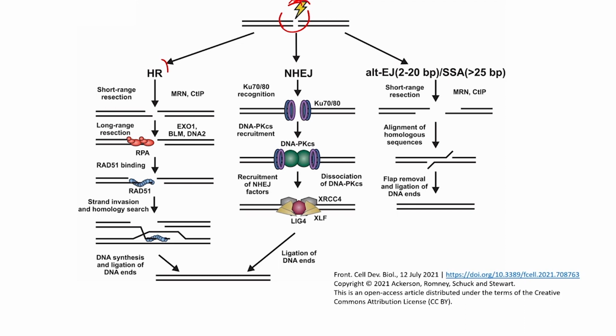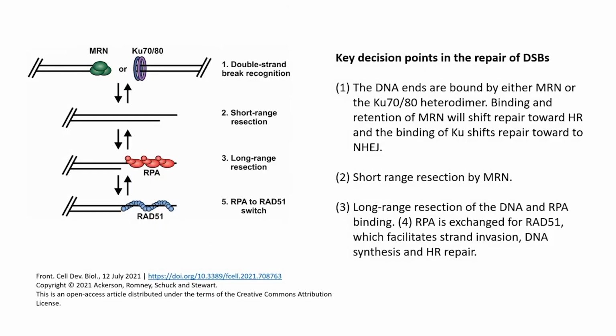How does the cell decide which pathway to follow for the repair of this particular break, whether it will go the HR pathway or the other two pathways? In this case the decision is taken by the involvement of certain players. For example, the DNA ends are bound by either MRN or the Ku70/80 heterodimer, as you can see in this picture.